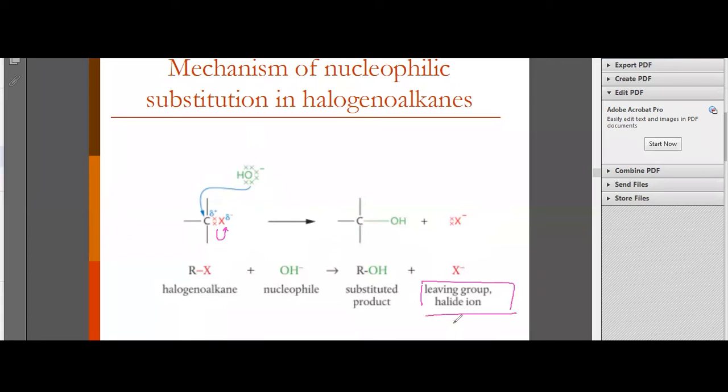If the C-X bond is very easy to break, then the reaction will occur at a faster rate. Later on you will see that if X is iodine, it can react faster compared to if X is chlorine or bromine, for example. So what's the product of nucleophilic substitution of a halogenoalkane with OH minus? It is a new compound called an alcohol. So this is how to produce alcohol from halogenoalkane.